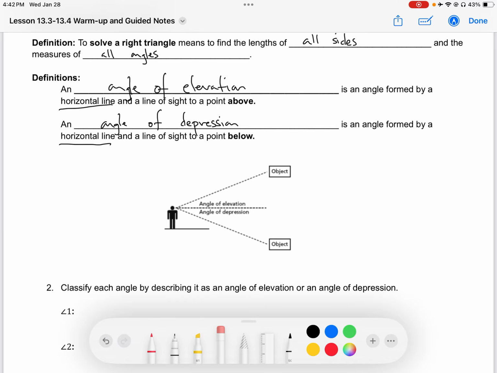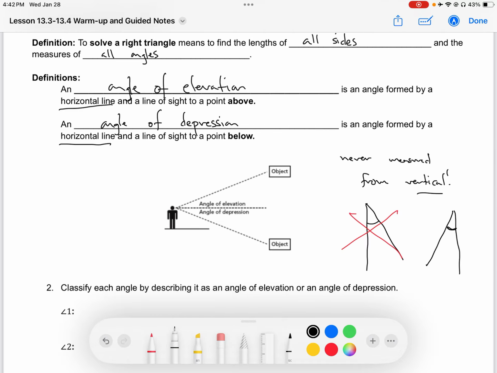It's very important to know that these angles can never be measured from the vertical. Okay, so for instance, if I have a vertical line and I have an angle that's made there, that cannot be an angle of elevation or depression because it's not measured from the horizontal. Again, if I have a vertical line and I have an angle measured from the vertical line, that cannot be an angle of elevation or depression.